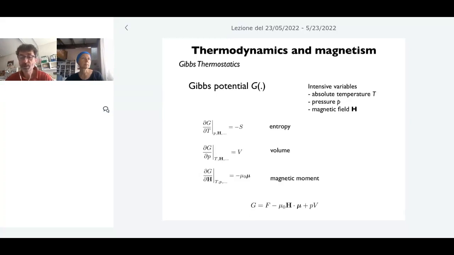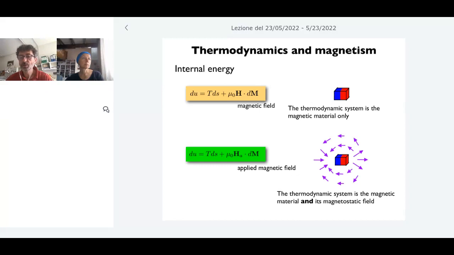I said applied field because now I want to return two slides back and discuss a little bit this. Because you may say, you have introduced the magnetic field, then you have introduced the applied magnetic field, then you talk about the magnetostatic field. But in thermodynamics, which is the field to use? As I want to use a thermodynamic relation, so this is written in terms of internal energy. If I perform work on a magnetic field, what should I use?